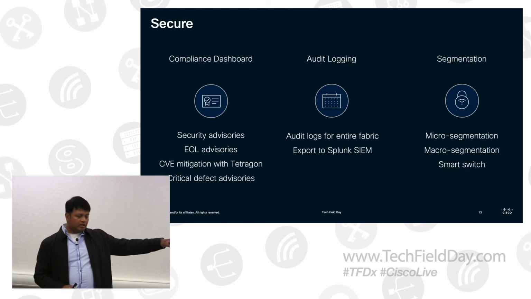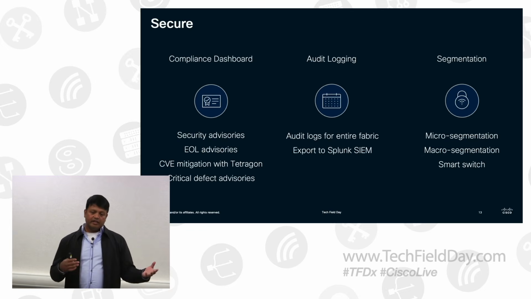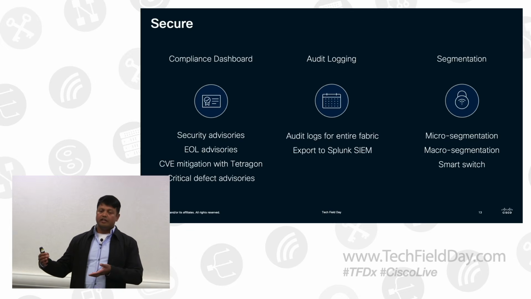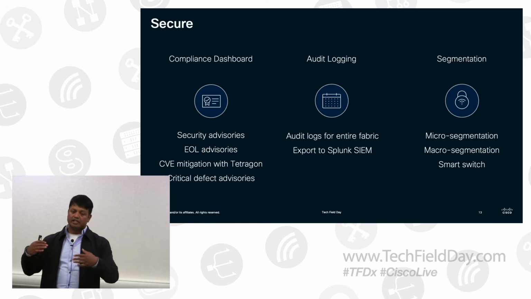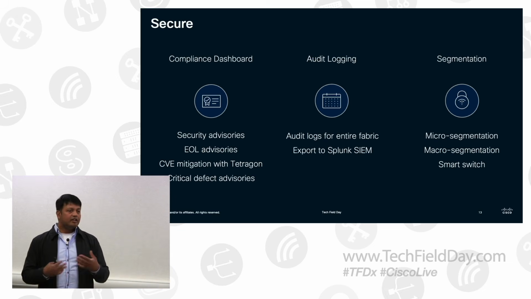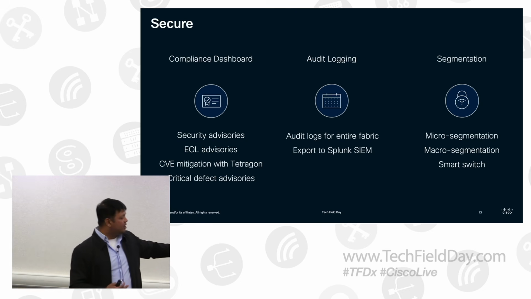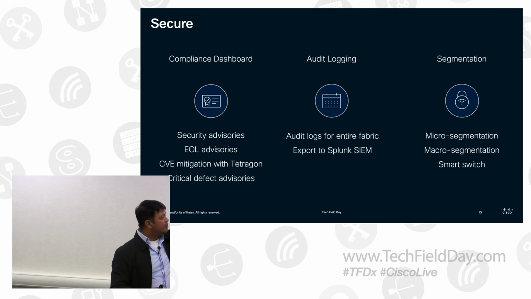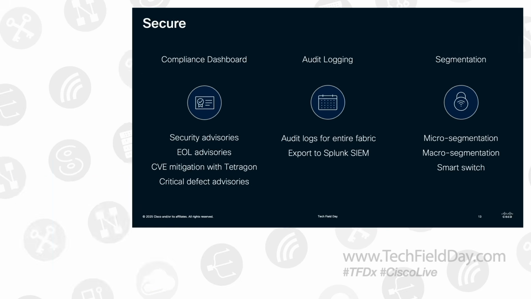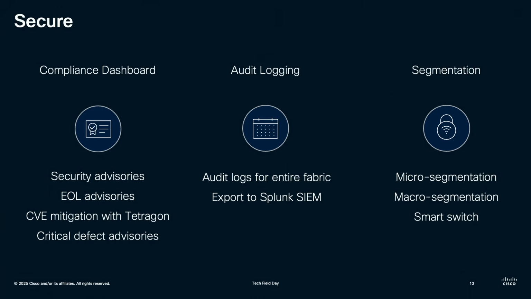And also, if we notice a critical bug in a specific customer environment, we understand that, we digitize that, and then we can alert the customers of the applicability in their environment. So we can do all of that from a compliance perspective. Obviously, there is a lot of audit logging happening. Audit logging for the entire fabric is stored in the Nexus dashboard, and it can also be shipped out to Splunk, for Splunk integration.